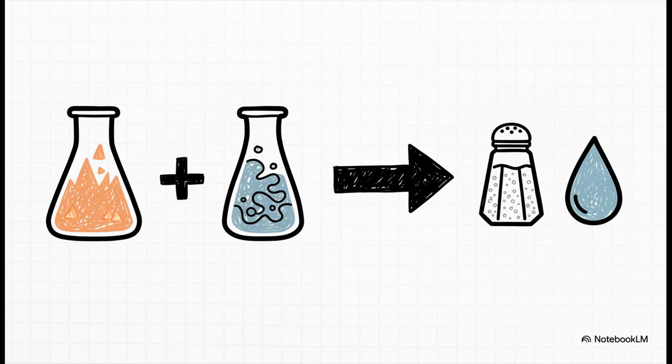This is a classic reaction. You take an acid, hydrochloric acid, and you mix it with an alkali, sodium hydroxide. When they react, they produce plain old salt and water. That's the plot of our story.